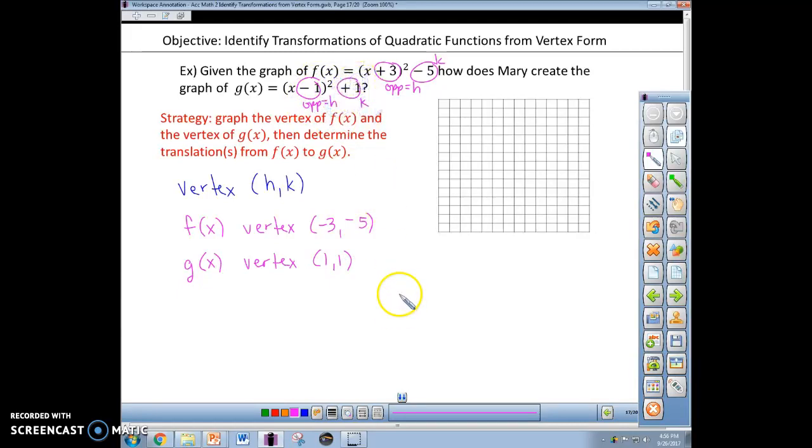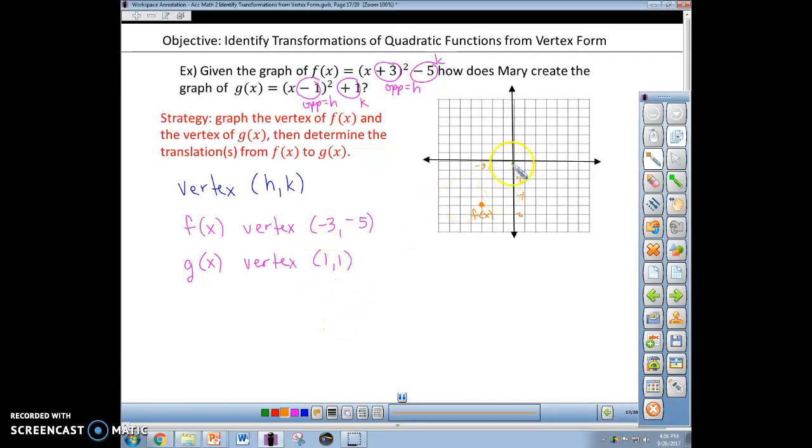So then, making a quick sketch, and it doesn't have to be a perfect graph, you don't need a lot of detail, you're just trying to see the relationship between the 2 points that represent the vertices of the parabolas. So for f of x, we have a vertex of -3, -5. So that would be here. So there's the vertex for f.